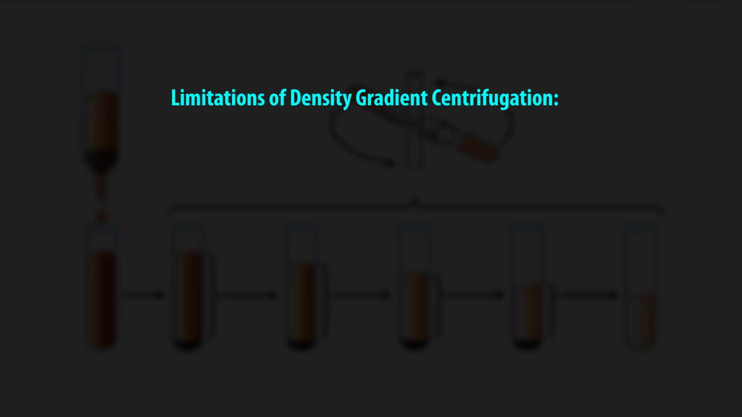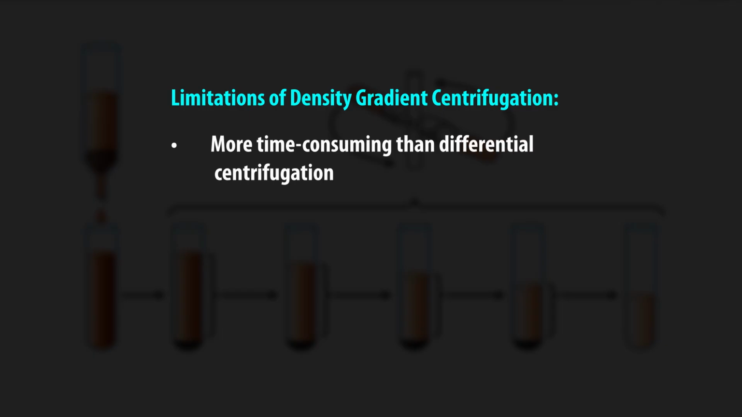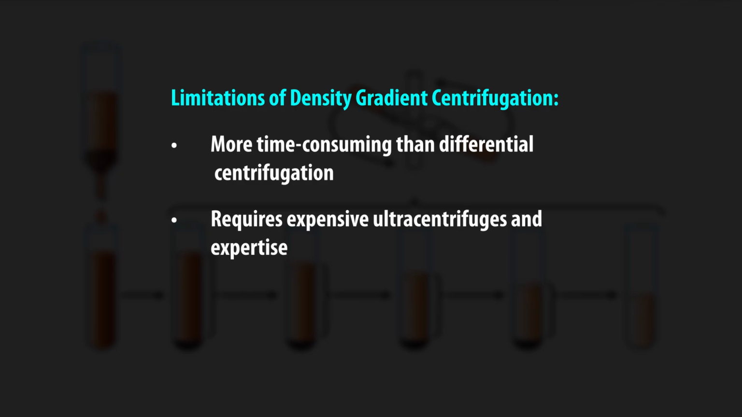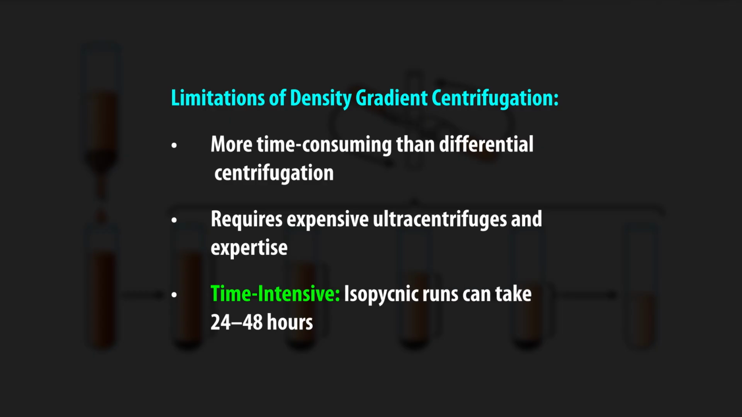Limitations of density gradient centrifugation. First, it is more time consuming than differential centrifugation. Next, it requires expensive ultracentrifuges and expertise. Also, it is time intensive. Isopycnic runs can take about 24 to 48 hours.